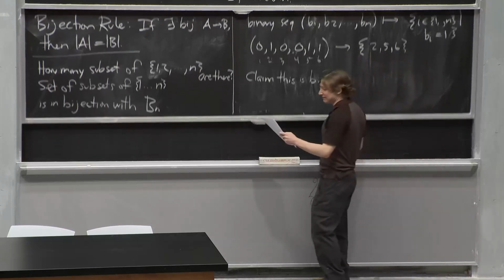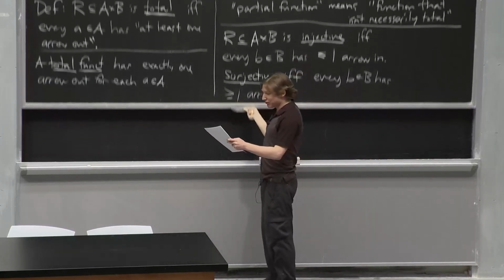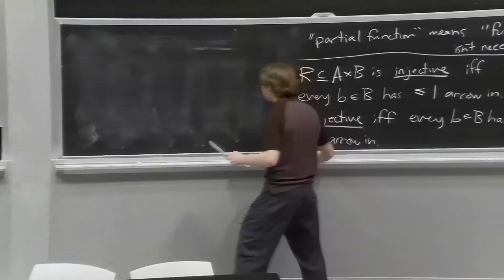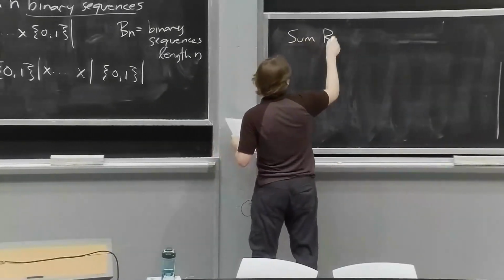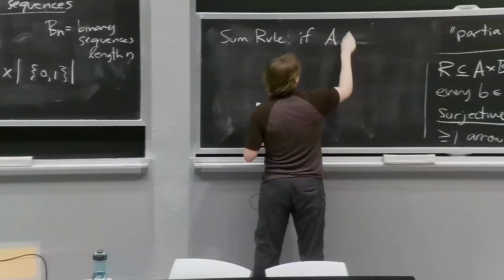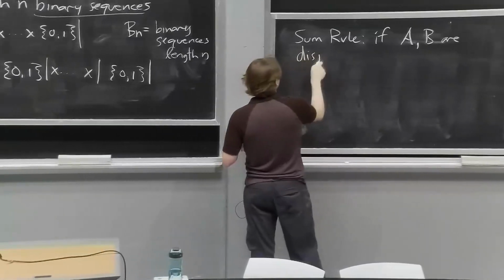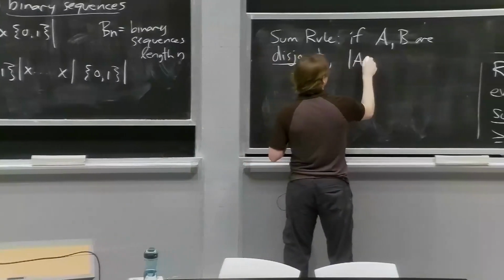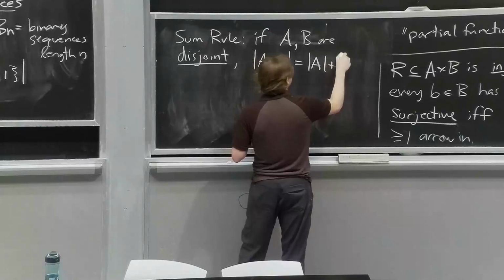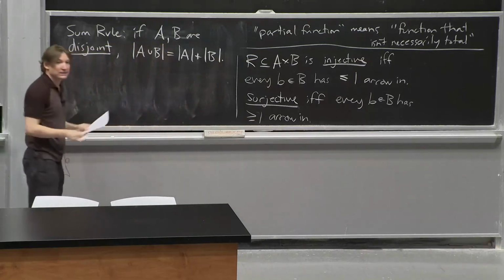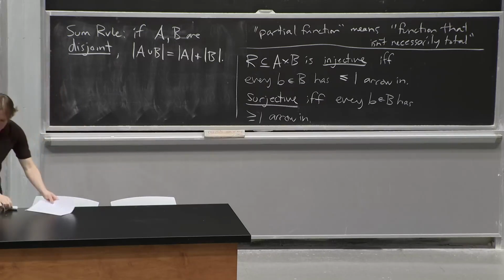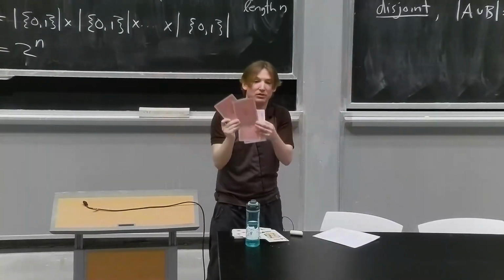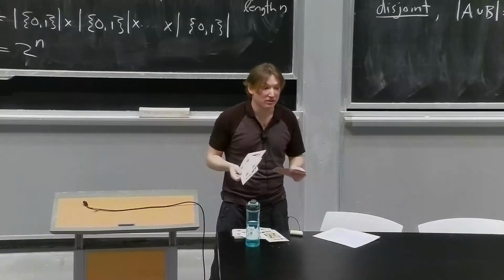All right, next. We have the product rule, the bijection rule. Now we have the sum rule. Sum rule says that if A and B are disjoint, so they have no elements in common, then the size of A union B is the size of A plus the size of B. Right? So if I have 5 cards in my right hand and 3 cards in my left hand, and I don't have any cards in both hands, then I'm holding 8 cards, 5 plus 3.